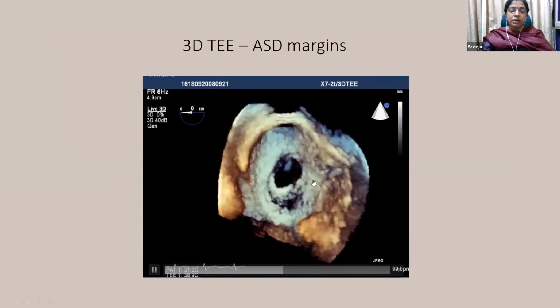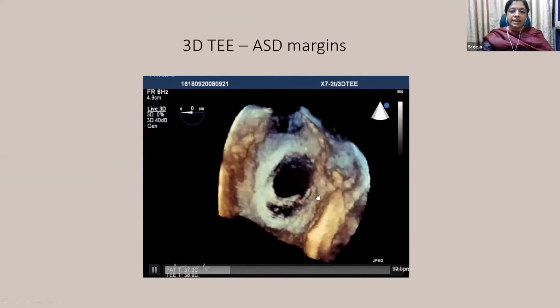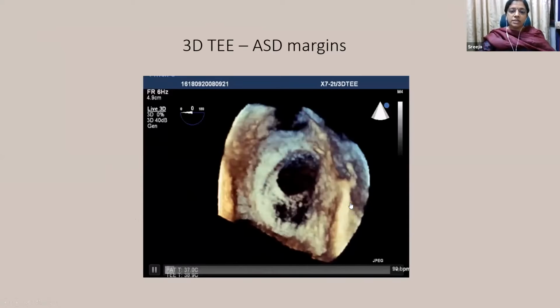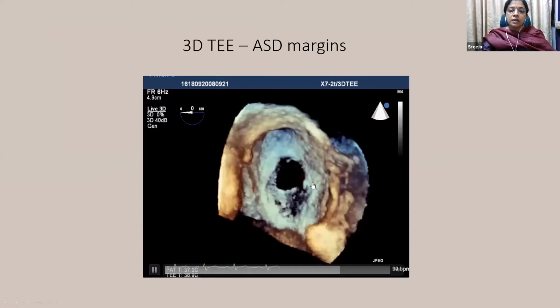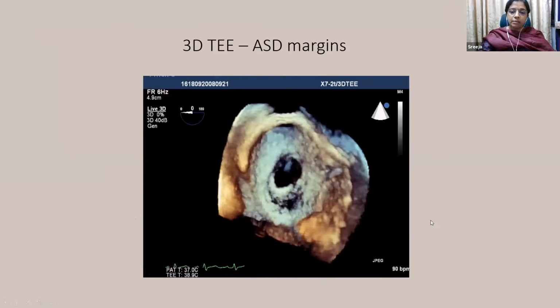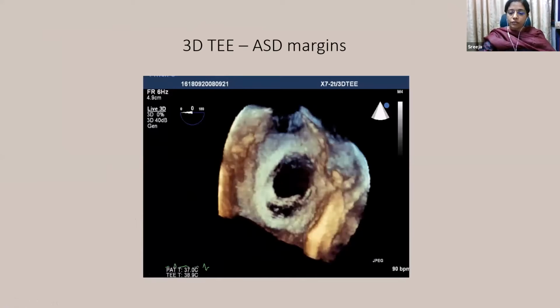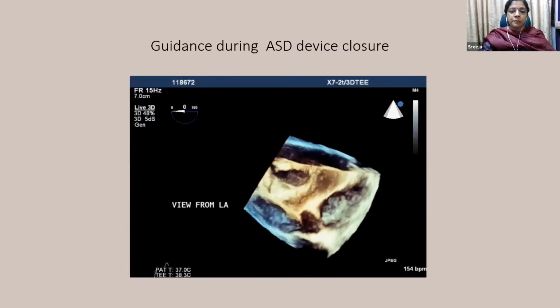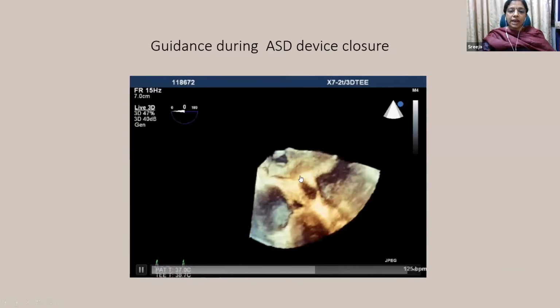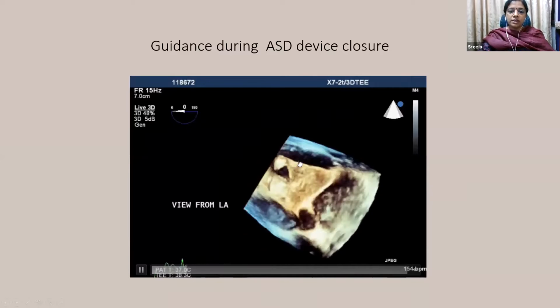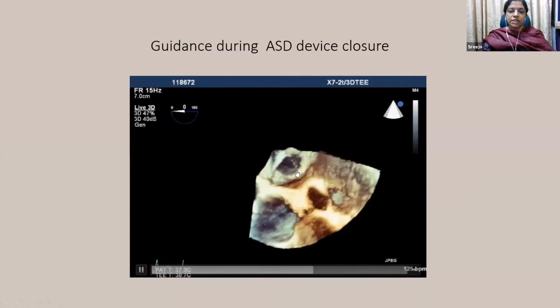One thing which we cannot appreciate in 2D is the dynamicity of this defect. You can see how it changes its dimensions with the cardiac cycle. So you can freeze and measure the maximal diameter, thus improving the accuracy of your device size selection. So during the device closure, it guides the procedure. This is the ASD, which is seen from the left atrial side.